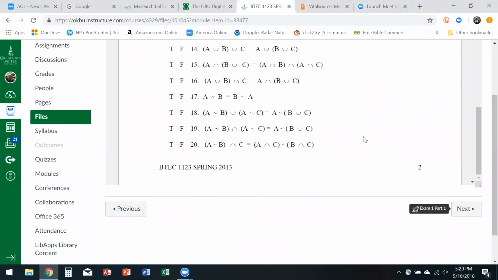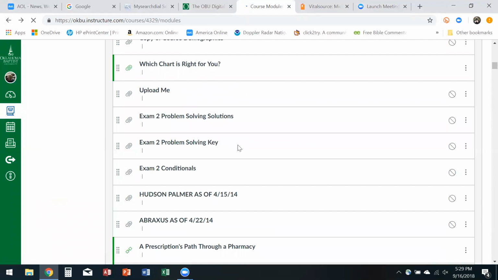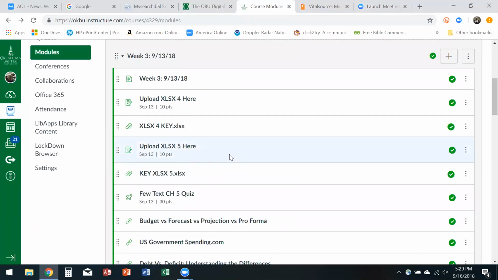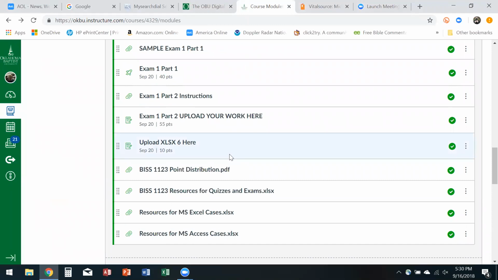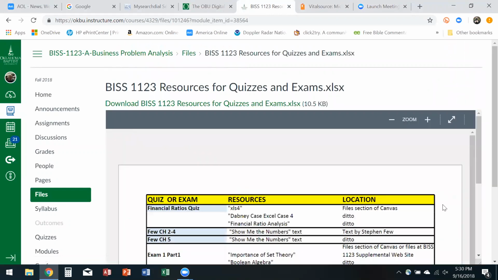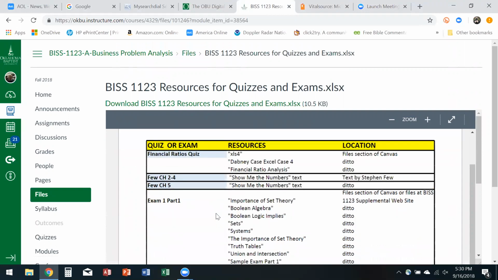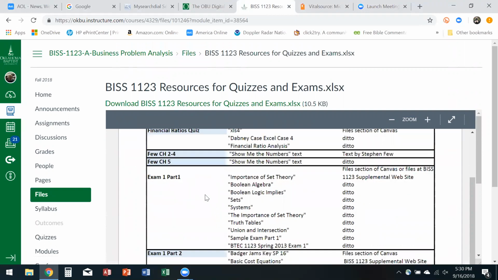Now, over here in the module, we'll be starting module 4. I have resources for quizzes and exams. There's an XLS sheet, and I'll just open this up for a minute, and this will tell you about the financial ratios quiz, what we're being used now here on exam 1, part 1.